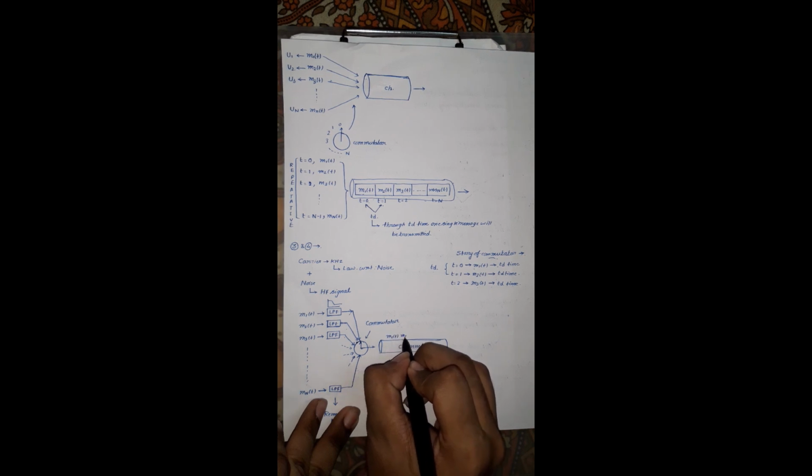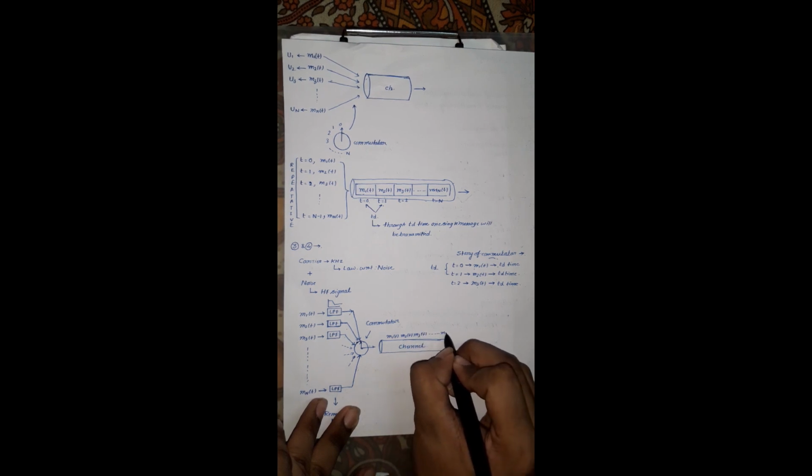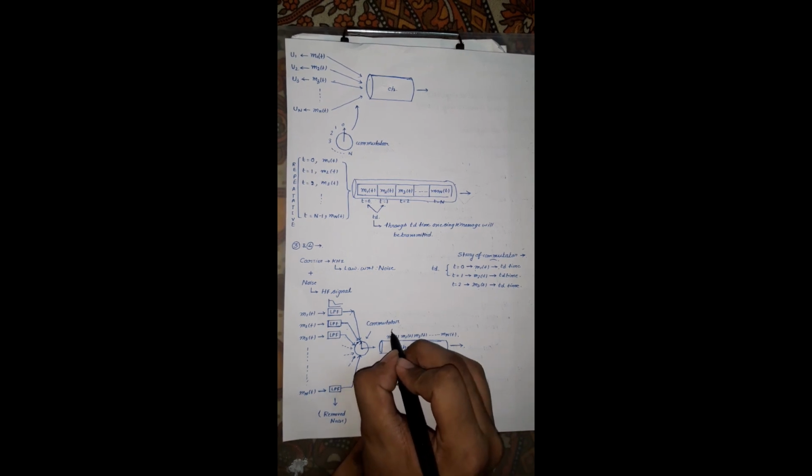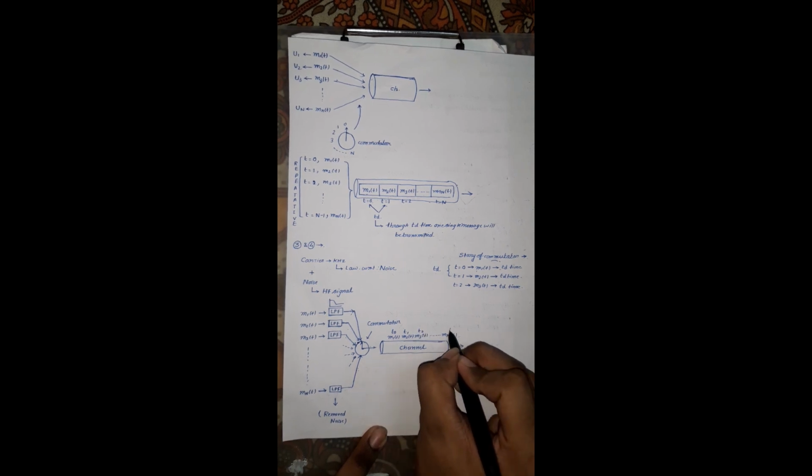So we can say that message 1, message 2, then message 3, in this sequence the messages will be transmitted through the channel. One more very important thing: message 1 is transmitted at t0, message 2 at t1, message 3 at t2, and message n at tn.